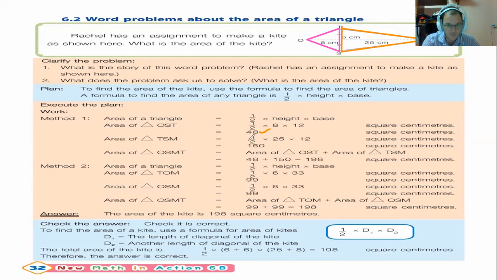So TSM, half times height of TSM is 25 centimeters, and the base is still 12. So half times 12 is 6 times 25 is 150. So the area of OSMT is going to be 48 plus 150 to give us 198. Okay. The other method they have is to calculate TOM.